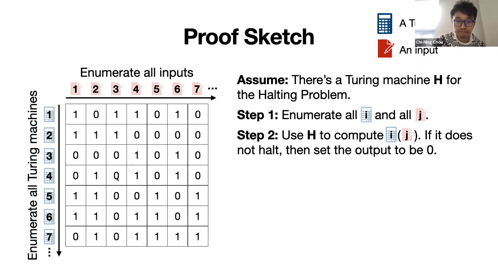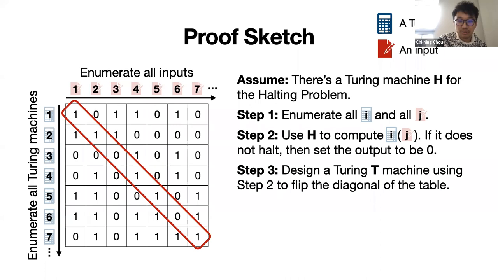The third step is also quite simple. We design another Turing machine T, using what we have done in the first two steps, that flips the diagonal of the table. This is the original diagonal of the table, which you can fill in with the assumption of H. You can flip it. So now we have a Turing machine T that does this job for us, and by the assumption that the halting problem can be solved by a Turing machine, this is completely doable.